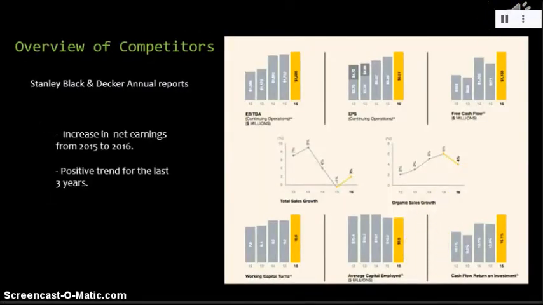This figure comes directly from Stanley Black & Decker's annual reports. As the following table shows, Stanley Black & Decker has an increase in their net earnings from 2015 to 2016 at about $61 million. The company has been on a positive trend for the last 3 years at least and continues to show improvement except in their average capital employed. This seems to be on the downward trend, going from $10 billion to about $9.9 billion in the last year, and has seen a massive drop from 2014's $10.7 billion.